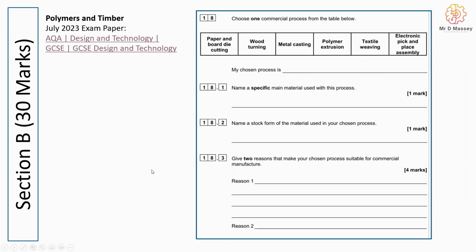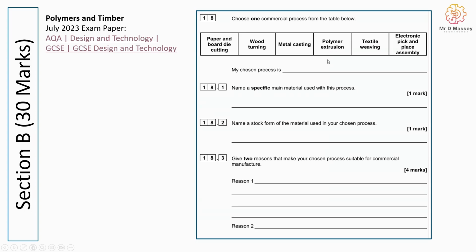So here's a typical question from section B. Choose one commercial process from the table below. It gives you 6 options. Again, this is where you need to pick the polymer or timber option. Polymer extrusion would be the obvious answer for us, or wood turning. Using a wood lathe, that's wood turning, would be the other option.